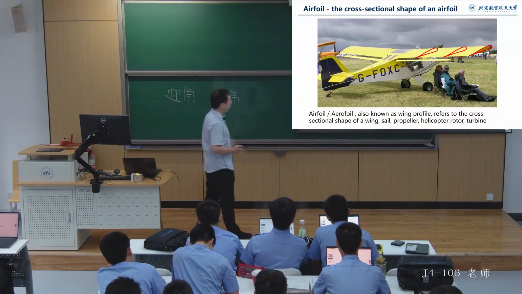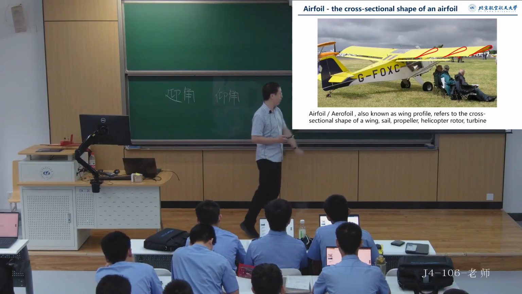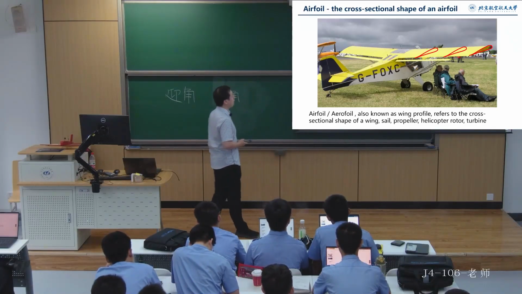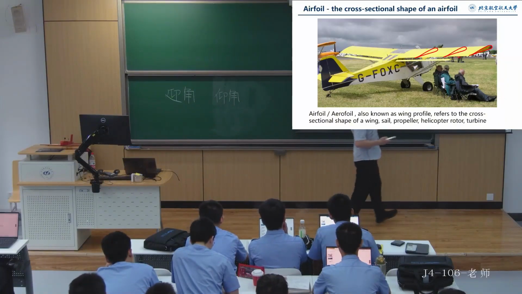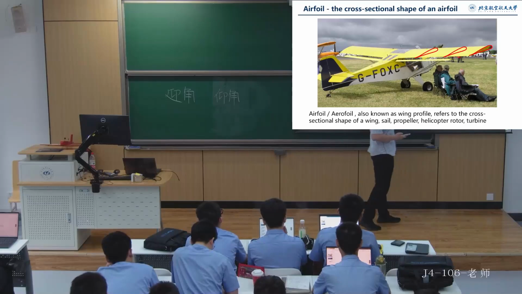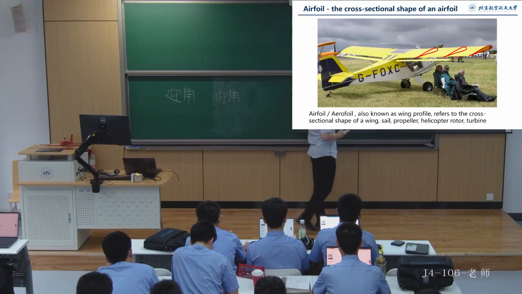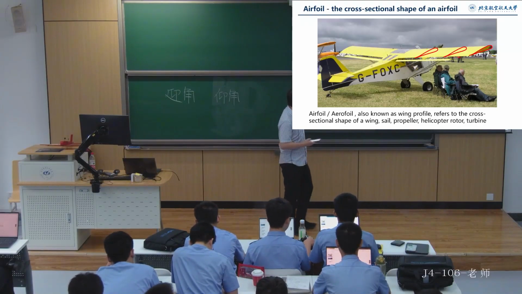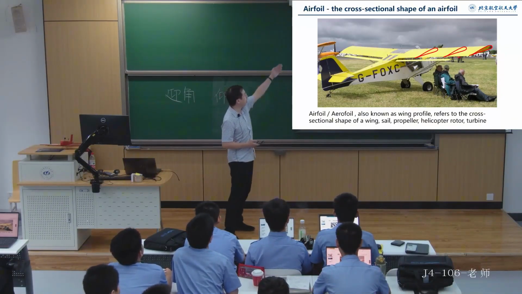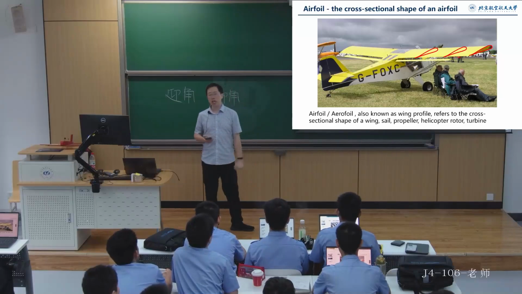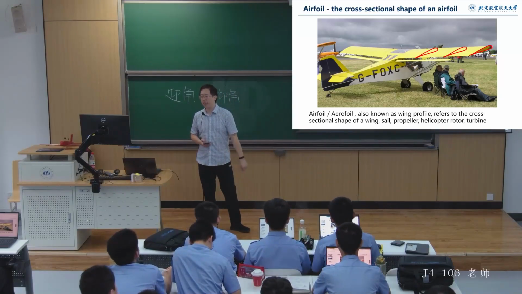In the West, in the United States, it's called an airfoil, and in the UK, it's called an aerofoil. Both are the same term, or we refer to it as an airfoil. Corresponding to an airplane, if we take its wings and cut them into sections, the shape of the cross-section is what we call the airfoil. Additionally, in some sailboats, propellers, helicopter rotors, and turbines, the shape of their cross-sections is also called an airfoil.